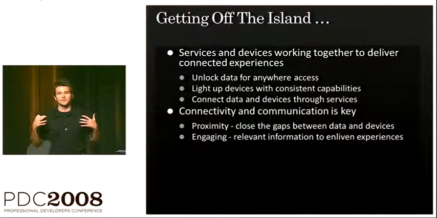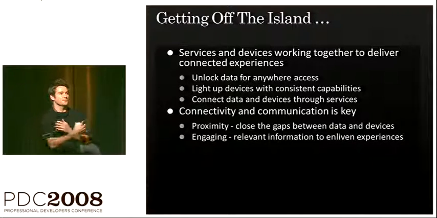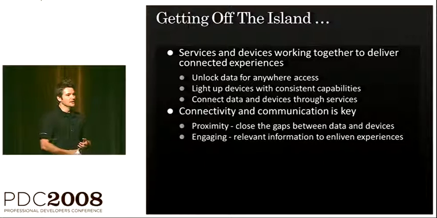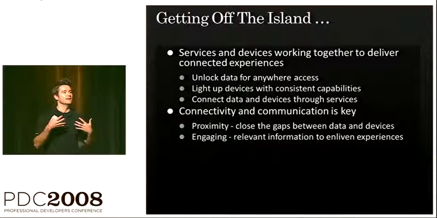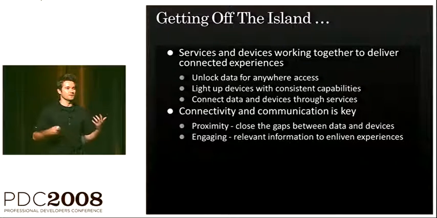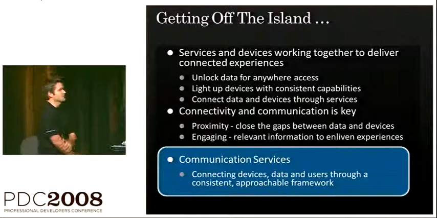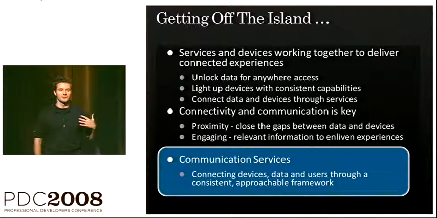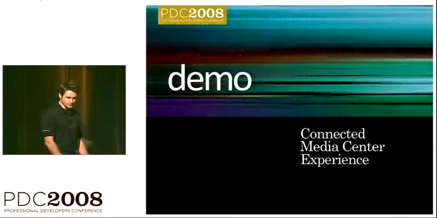The things you get through those communication services are proximity. Proximity to the data that I care about, independent of the locality of where that data actually is. I get proximity to the devices; I can address devices in a consistent and uniform way. And once I connect the data and the devices, I can start to build experiences where users engage. Communication services also deliver some of the services where you can connect users. So we think the communication services are key to getting off the island, through this consistent, approachable framework that brings together devices, data, and users.